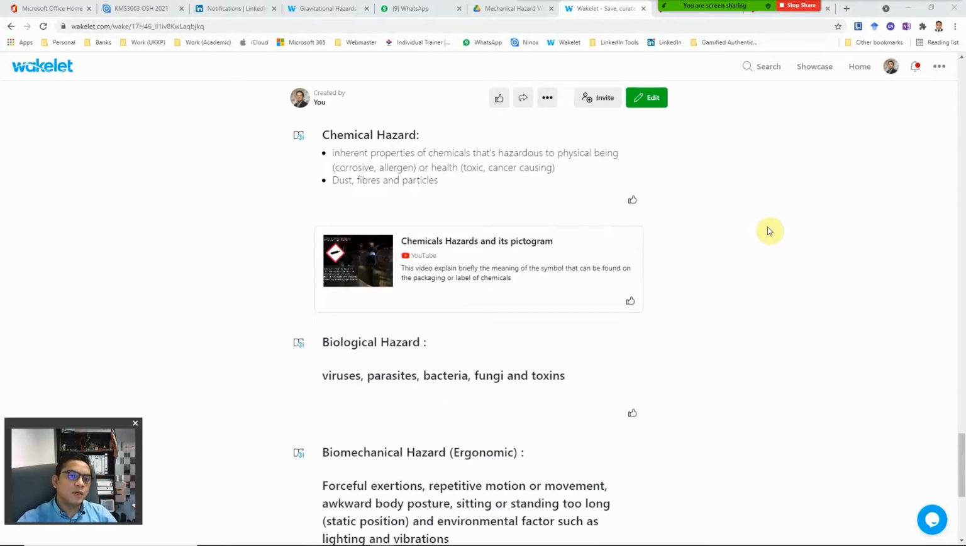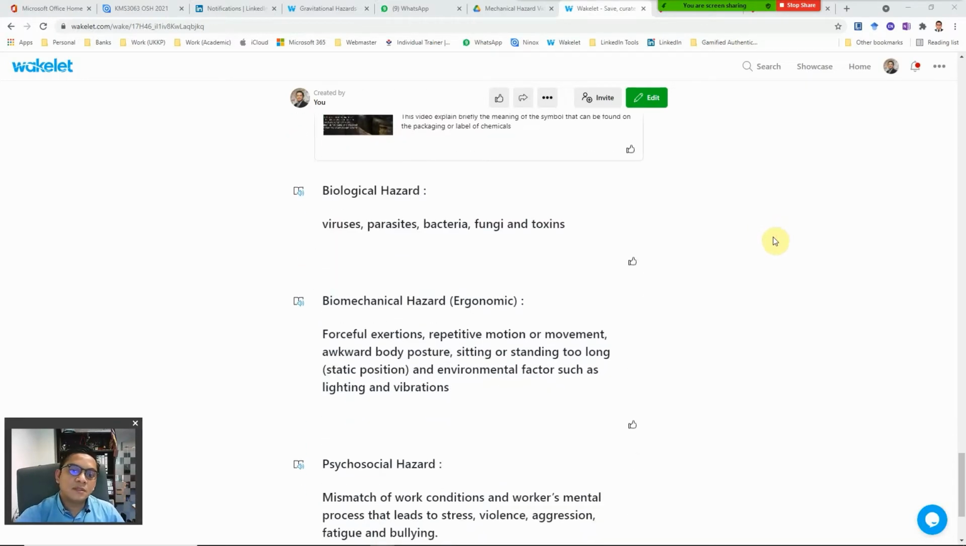And if you are looking at chemical hazards, you need to be familiarized with the symbols. Generally the GHS. It's a symbol that is used internationally right now, and that indicates the hazards of chemicals.